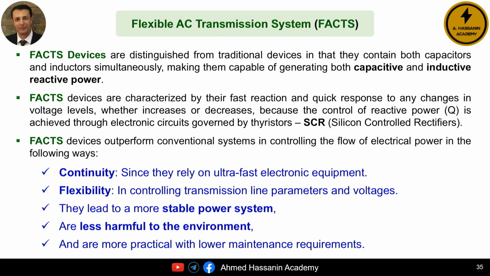The first advantage of flexible AC transmission system, FACTS devices, over the traditional equipment we previously discussed is that FACTS devices contain both capacitors and inductors at the same time. This, of course, means that these devices can generate inductive reactive power or capacitive reactive power. Naturally, this means that these devices can generate, consume, or absorb reactive power. This implies a rapid response or quick reaction to any change in the value of the network voltage, whether it increases or decreases.